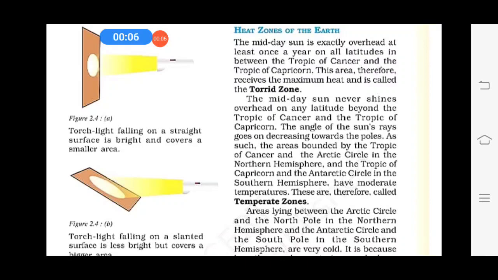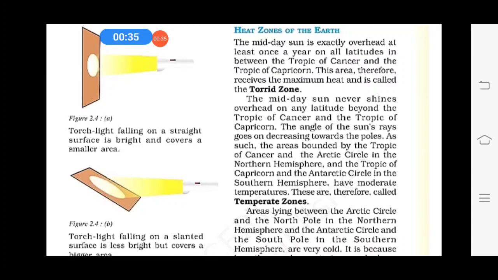This region lies between the Tropic of Cancer and Tropic of Capricorn and receives maximum amount of heat throughout the year because the rays of sun fall vertically on this region. And midday sun is exactly overhead at least once a year on all latitudes in this area. That's why it receives maximum amount of heat and it is called torrid zone.